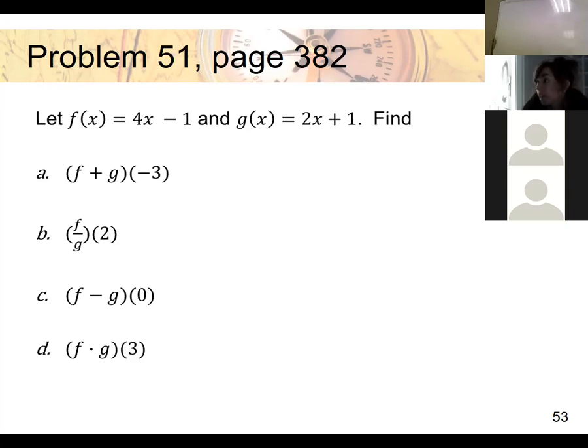Okay, so in this one, we have f of x equal to 4x minus 1 and g of x equal to 2x plus 1. Let's say I want to find f plus g of negative 3. In this case, I'm going to find f of negative 3 plus g of negative 3 using those two functions.